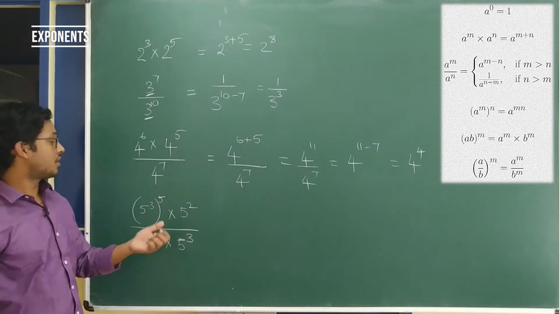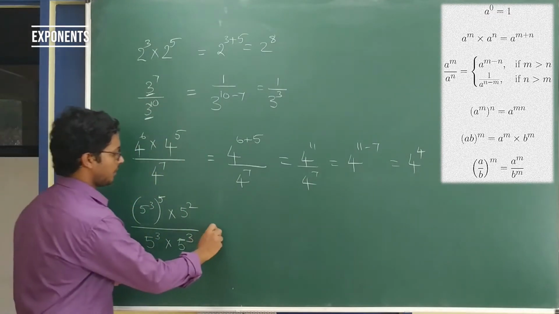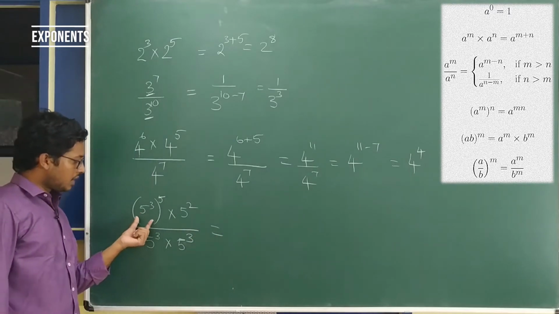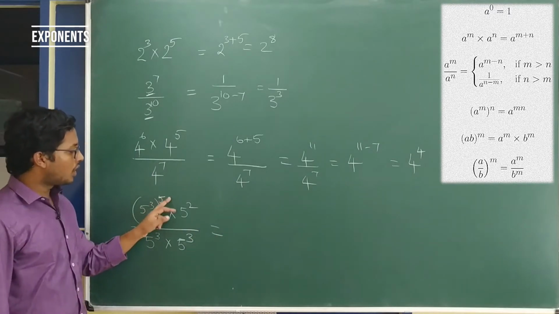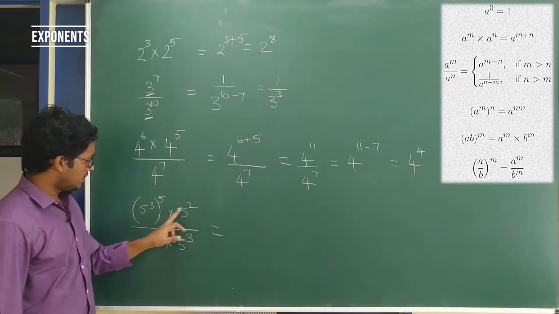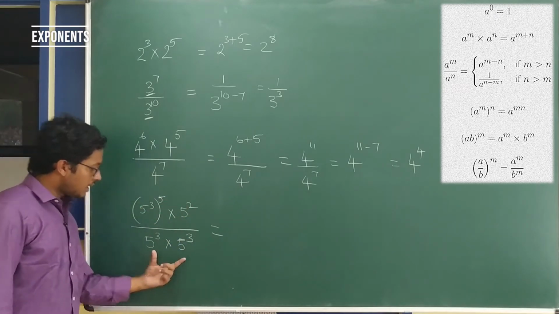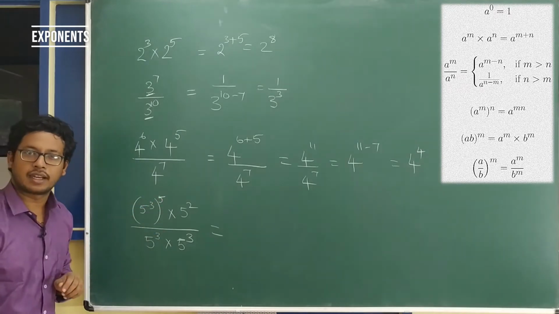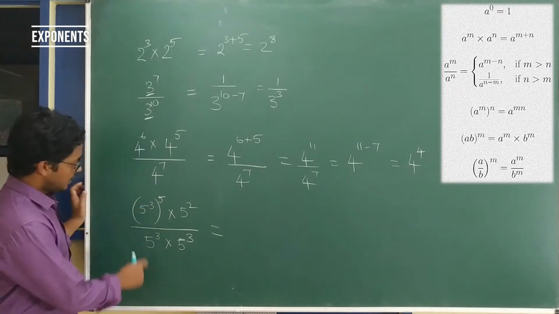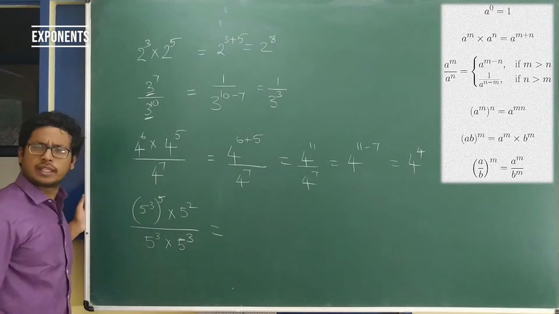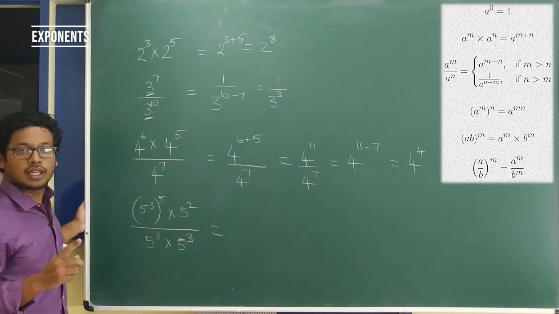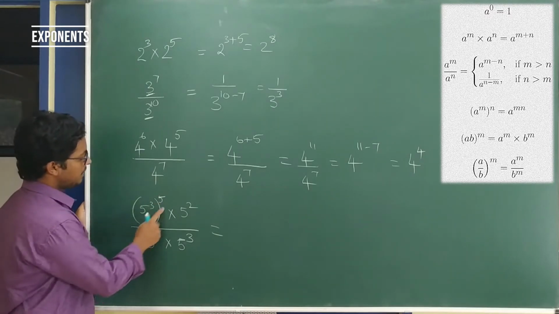So let's take one more example. This is a combination of all your laws that you have studied till now. Here first we have a raised to m whole raised to n form, and then these are multiplied, and further we have a multiplication here, and then finally it is divided. So let's see in this case what happens. First we'll apply a raised to m whole raised to n. So a raised to m whole raised to n is a raised to m into n. So let's simplify this part first.